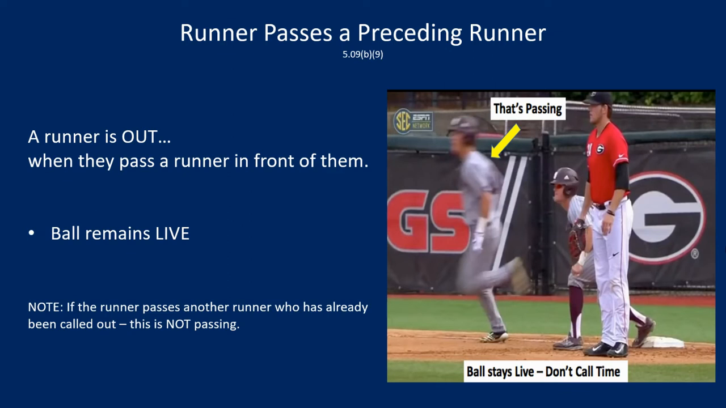There's no need to tag anybody. The umpire will point and indicate that that is passing, and the runner is out. Play still goes on. It's a live ball, but the umpire would point and indicate that that runner is out, and the play stays live. Let's take a look at an example.